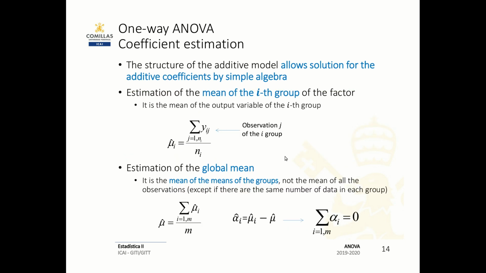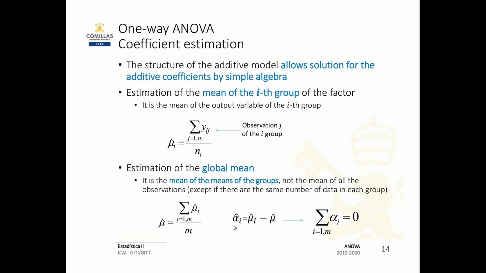Then how to estimate these parameters. So the calculations here are shown for ANOVA experiments in which all the groups have the same number of observations. Okay, so we can calculate the mean of any one of the groups. So the mean of the group is just the mean of the observations of that group. We can compute the overall mean, that if all the groups have the same number of observations, can be calculated as the mean of the means.